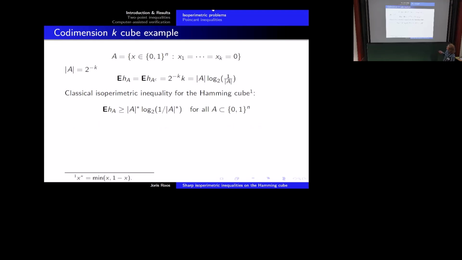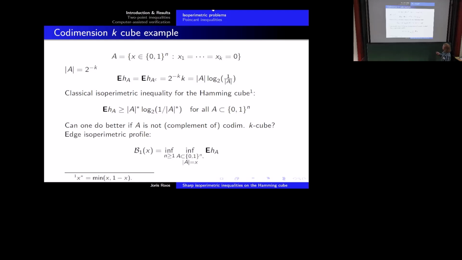So the question is basically, there's some deficiencies here, right? For instance, not all sets have a volume that can be written in this way. And also, I would like to know what happens for other sets, right? So for sets that are not codimension subcubes, for sets that are not of this volume.